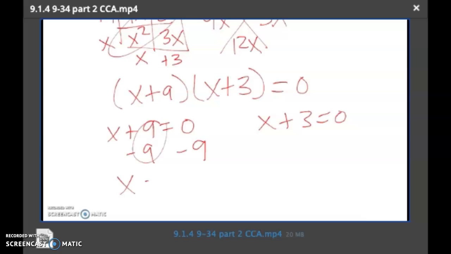So one of my roots is at x equals negative 9. The other one is at x equals negative 3. And you could also write these as coordinate points. Okay, so that was using the zero product property.